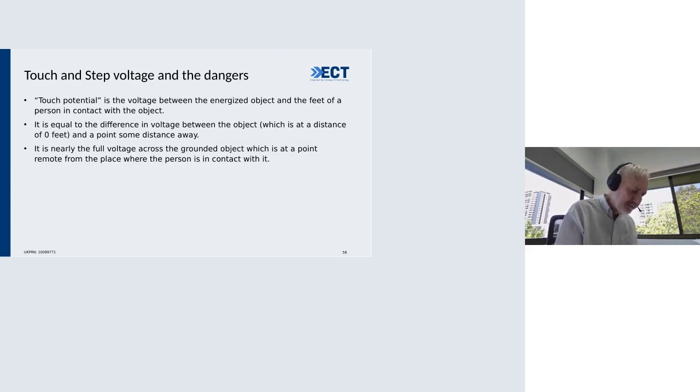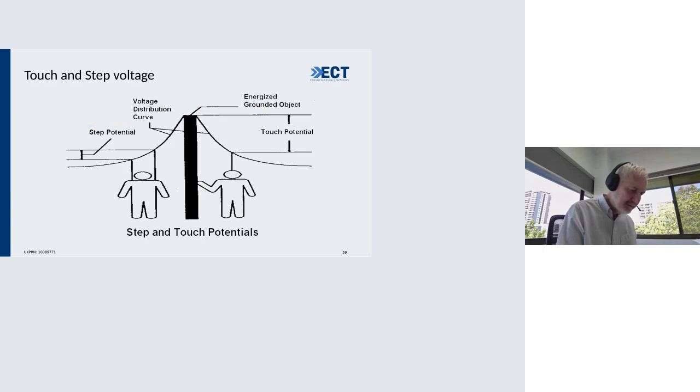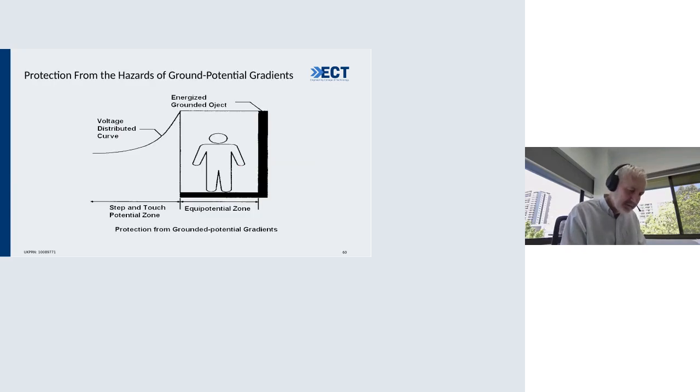Touch potential and step voltages we often talk about. So touch potential is the voltage between the energized object and the feet of the person in contact with that object. And so here's an example of step potential and touch potential, touching something. So earthing is absolutely critical.